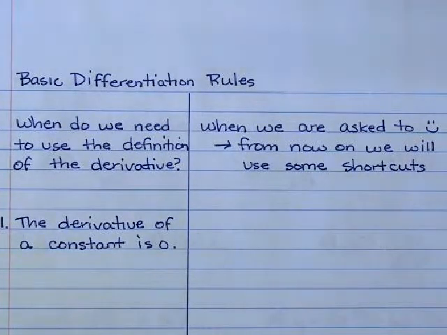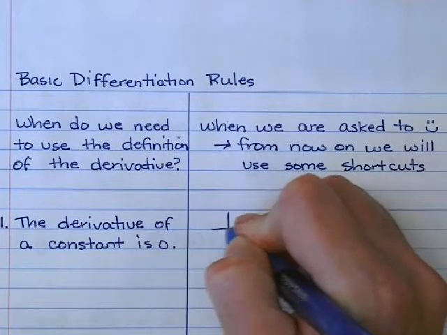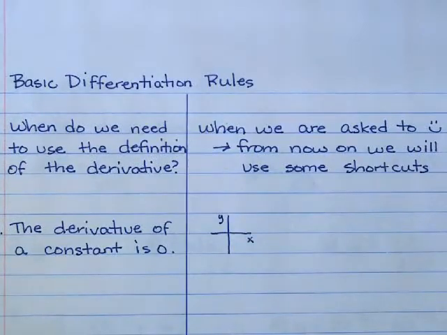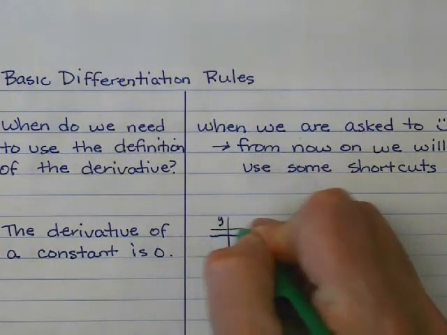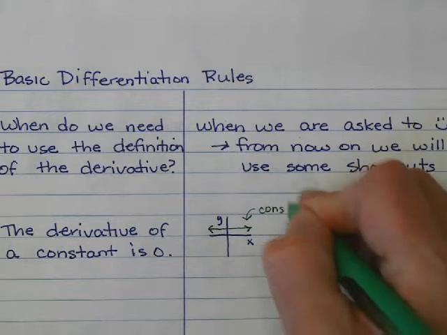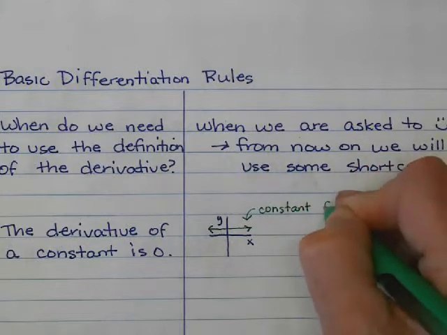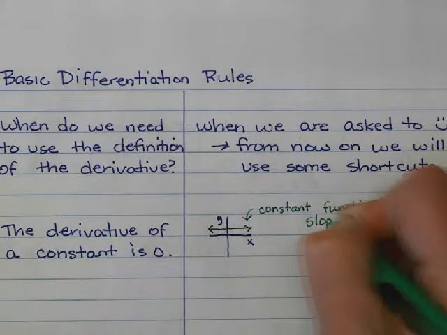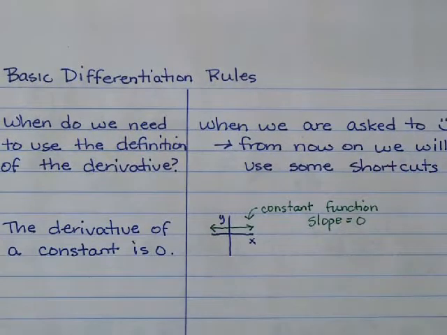Now, I want you to think about, well, why would that be? Let's think about what a constant function looks like. Okay, so if this is my x and this is my y, a constant function would look something like this. Okay, let's say, who knows, y equals 1. Well, the slope of a constant function is 0. Okay, and it's 0 everywhere that you go.